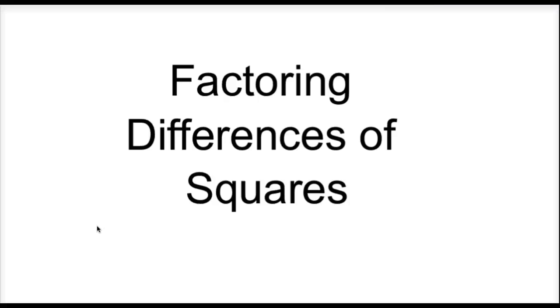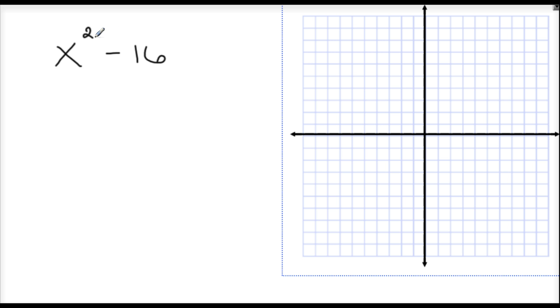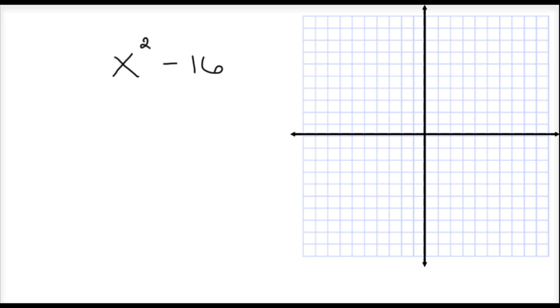All right, in this lesson, factoring differences of squares. This is probably one of the easier methods of factoring. You'll have something like this: x squared minus 16. I'll say factor this. If this was an equation, let's just say y equals x squared minus 16.